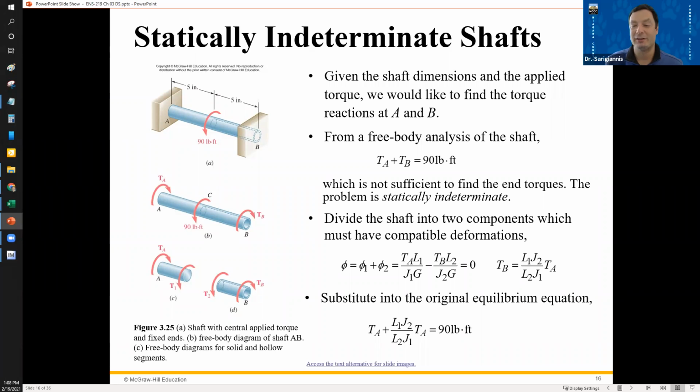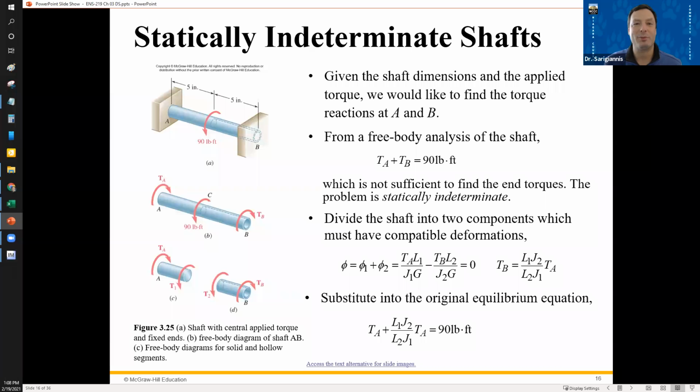Here's the original equilibrium equation. You can get this in terms of T sub A. Now, you're not given enough dimensional information to figure out what the J's are. For the polar modulus, you just need to know the diameter for the solid. For the hollow one, you have to know the OD and the ID.